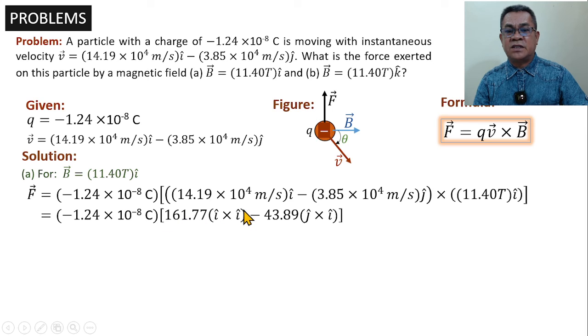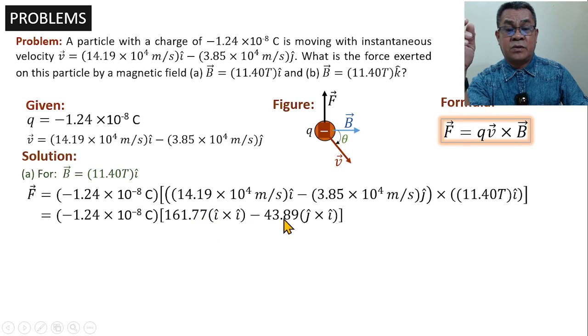This one is the result after multiplying 14.19 times 10 raised to 4 with 11.4. And this is I cross I. That's it. Minus, minus. So it is what? This one, 3.85 times 10 raised to 4 multiplied by 11.4. This is the result. Then we have to take the cross product, by the way. Double check if this is correct. I think there is a discrepancy in this answer. There is a kind of exponential form. Just verify because this is positive 4, so obviously this should be greater than this.